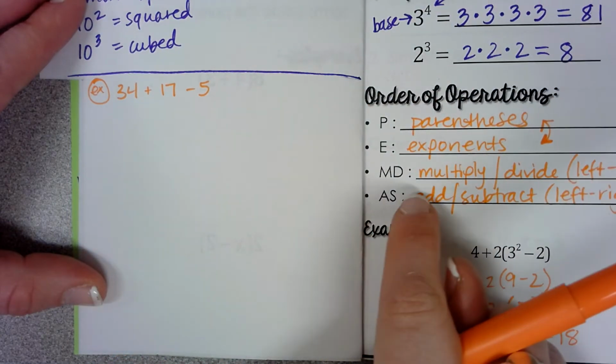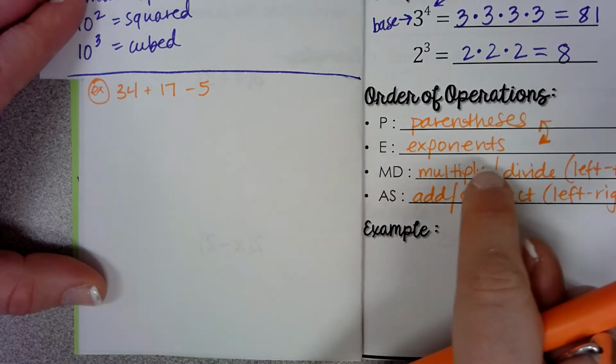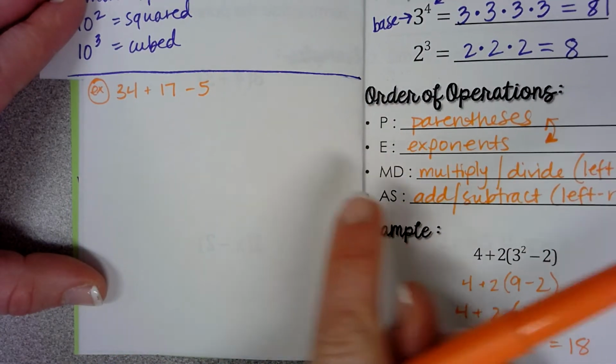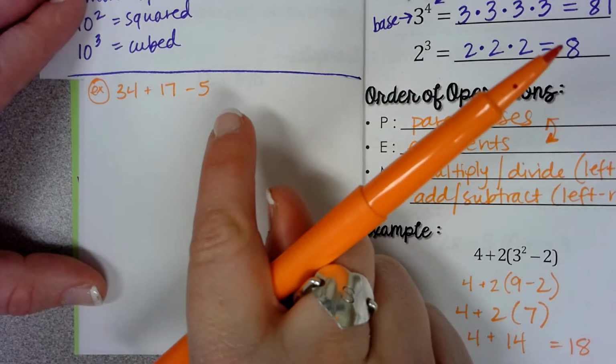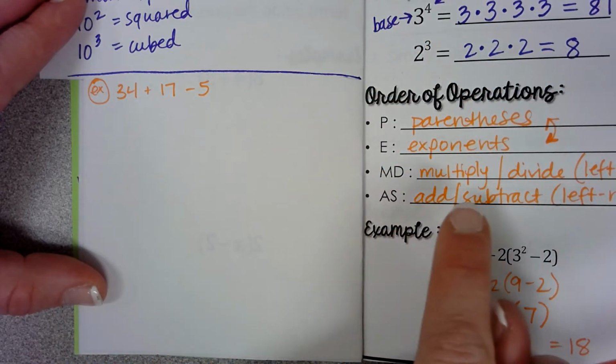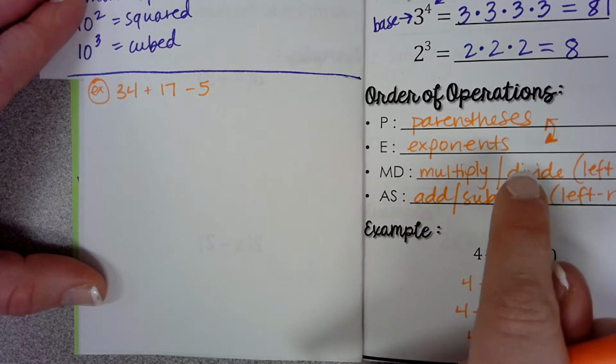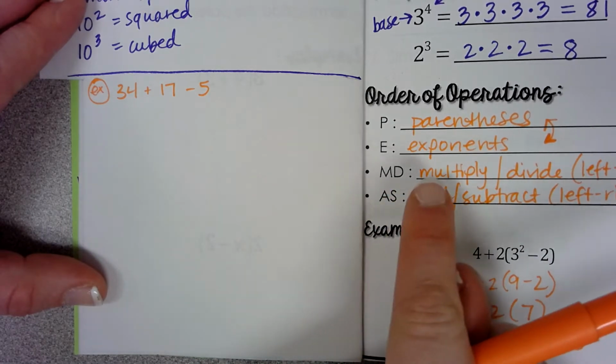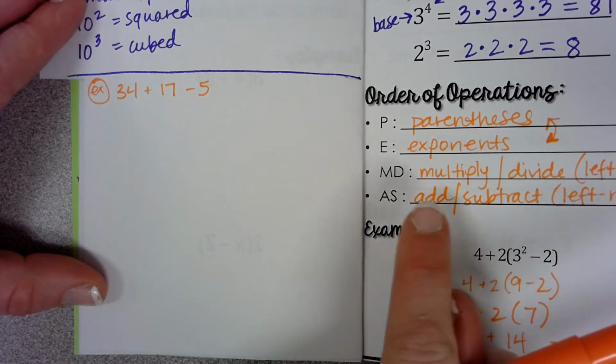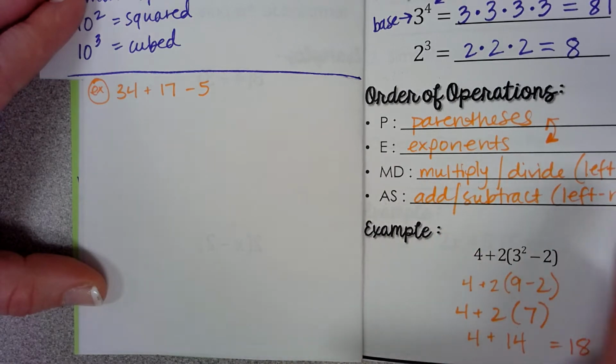If they're all within the same level, meaning the same part of PEMDAS in the order of operations, you follow them left to right. You don't necessarily do add first and then subtract, or multiply first and then divide. You do them left to right. So if divide comes first and then multiply, you do that. If subtract comes first and then add, you do that.